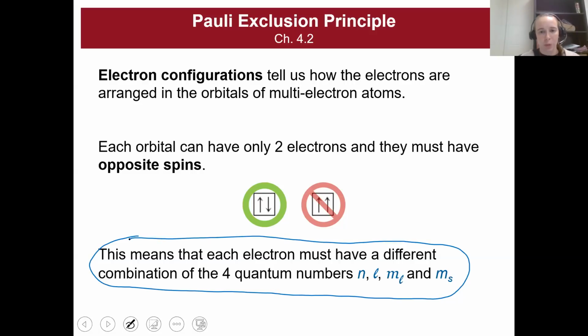So this is a pictorial description of that. We can't have 2 electrons with the same spin in the same orbital. So the orbital is defined by these 3 things, specifically by m sub l. And then those 3 numbers can all be the same, but if they are, the m sub s has to be different for the 2 electrons. One has to be up and one has to be down. We have to have opposite spins. That's what the Pauli exclusion principle tells us, that each electron must have a different combination of the 4 quantum numbers.